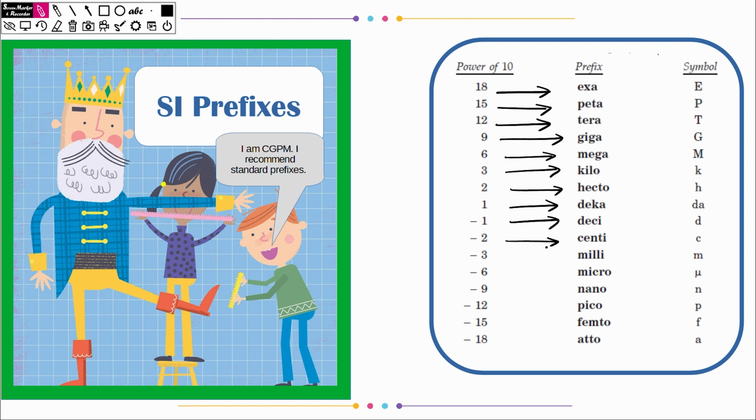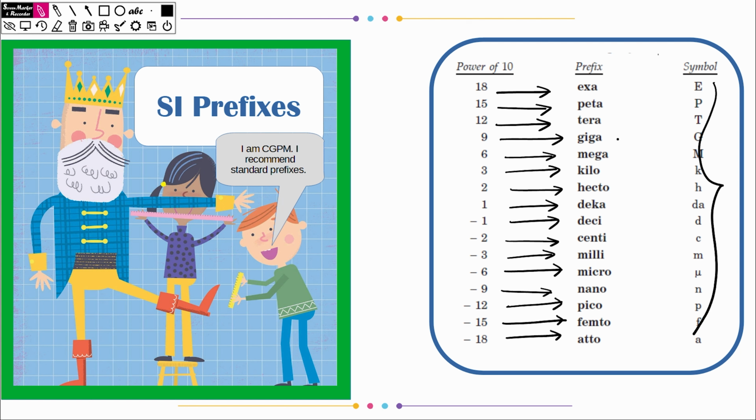10 power minus 2 is centi. 10 power minus 3 is milli. 10 power minus 6 is micro. 10 power minus 9 is nano. 10 power minus 12 is pico. Then femto is 10 power minus 15, and last is atto, that is 10 power minus 18. So these are all the symbols to represent them. Later these symbols will be very useful, so you can memorize them.